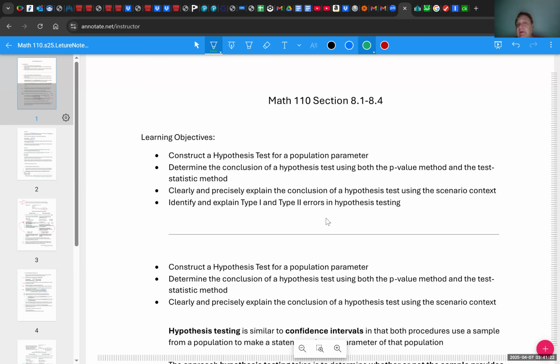We tried to clearly and precisely explain what our conclusion of the hypothesis told us about the scenario or the context of the problem situation. And the last thing we did was we identified and explained the type 1 and type 2 errors that are possible in hypothesis testing.